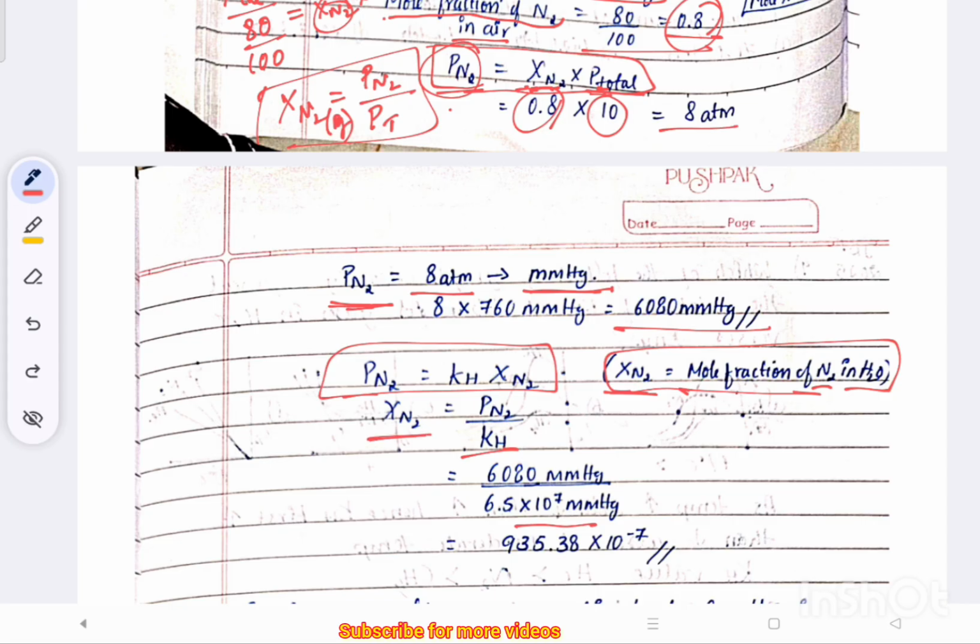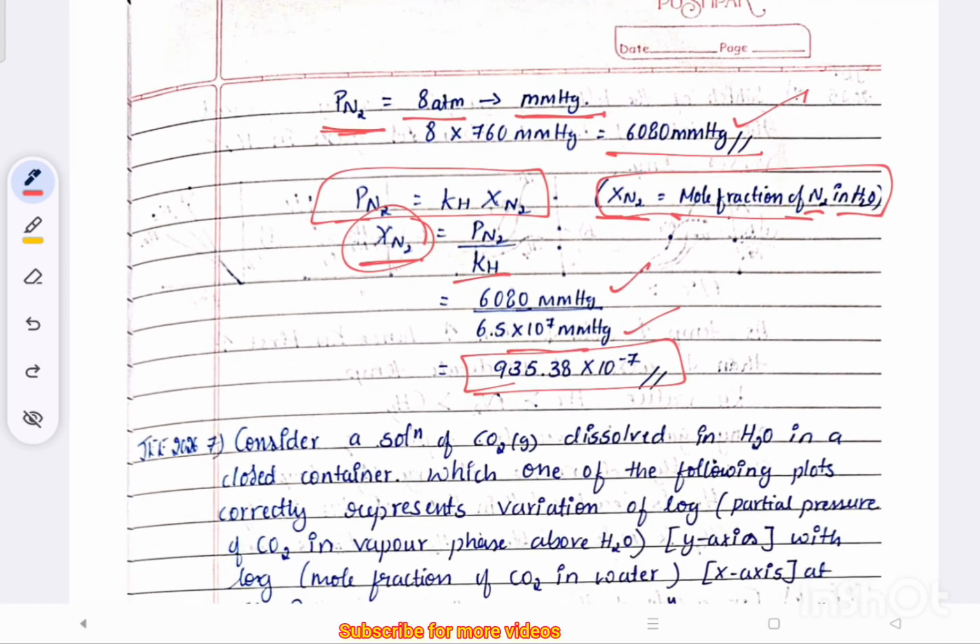So here chi N2 is equal to, we want chi, right? That is mole fraction of N2 we want. So P by KH. P we got to know, KH they gave in the question. Then we'll get to know the mole fraction of N2.